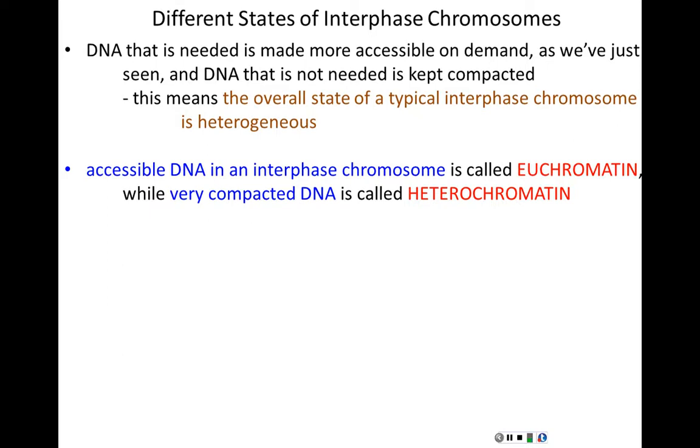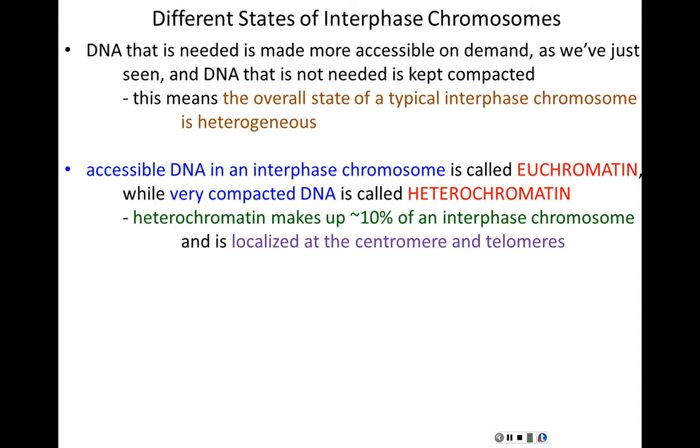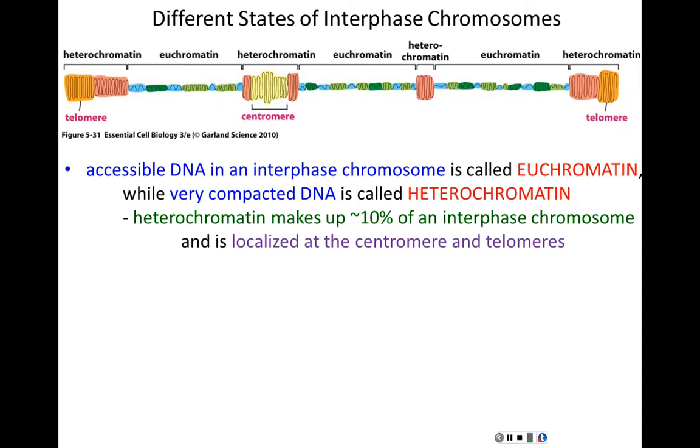Accessible DNA in an interphase chromosome, so the DNA that is not so tightly compacted, is referred to as euchromatin. It's an older historical name, but it's still used. Very compact DNA that is very inaccessible is called heterochromatin. Heterochromatin makes up about 10% of every or any interphase chromosome. And most of the heterochromatin is localized to the regions of the chromosome called the centromere, which you should know from genetics. The centromere is very important for mitosis. And the telomeres, which you may or may not know from genetics. Telomeres are the caps of the chromosomes. We'll be talking about them quite a bit in our next lecture. So about 10% of an interphase chromatin is heterochromatin, and most of that heterochromatin is at the centromere and the telomeres. The rest tends to be euchromatin, more accessible DNA.